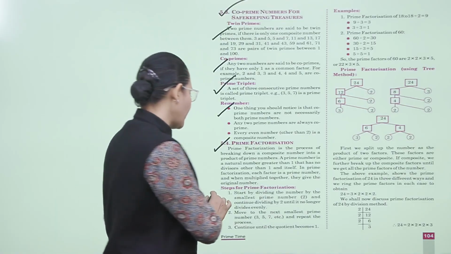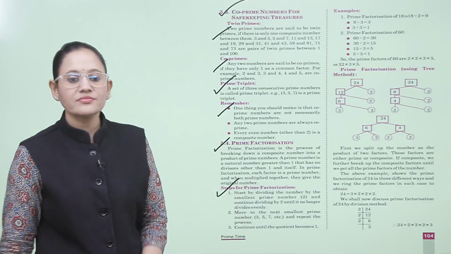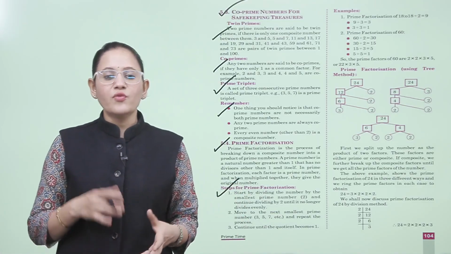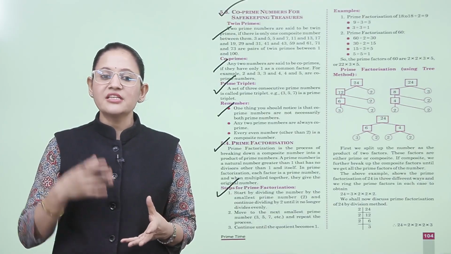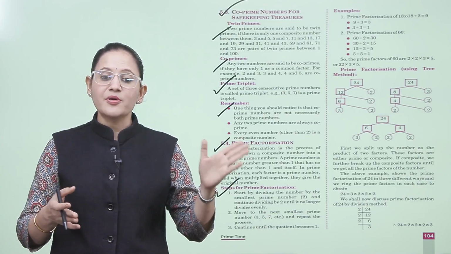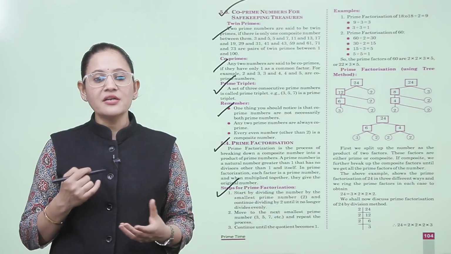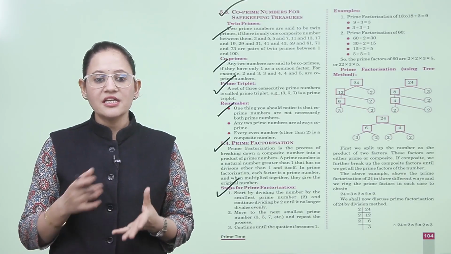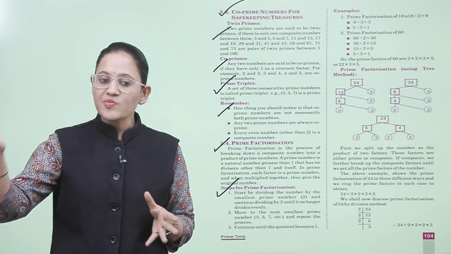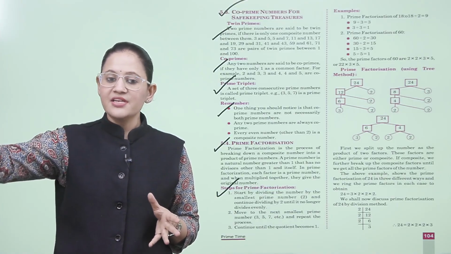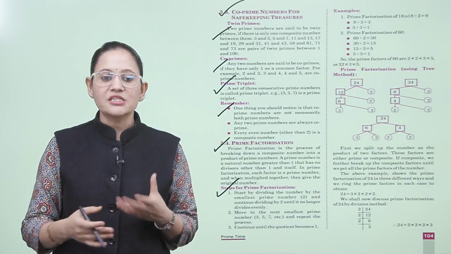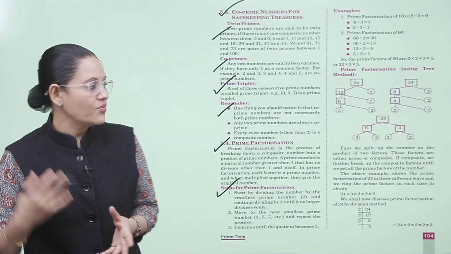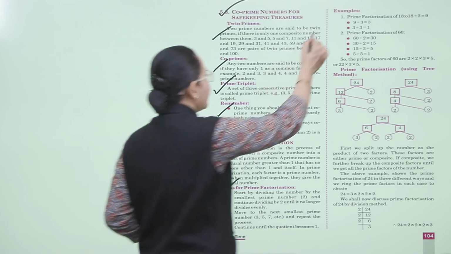Next are the steps for prime factorization. We have to start by dividing the number by the smallest prime number possible, and continue dividing by 2 until it no longer divides evenly. Move to the next smallest prime number, that is 3, 5, 7, etc. and repeat the process. Continue until the quotient becomes 1. Now we'll take an example.